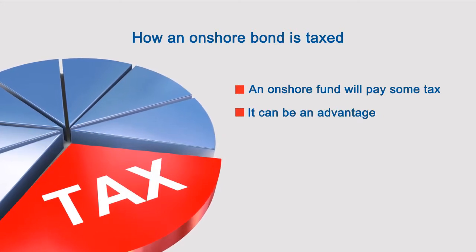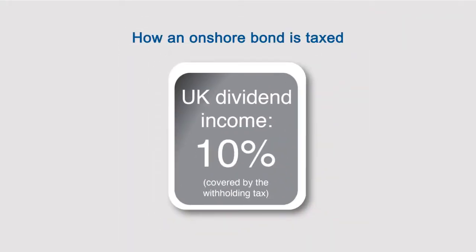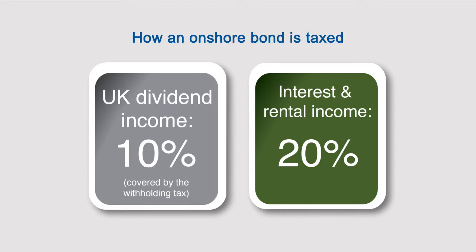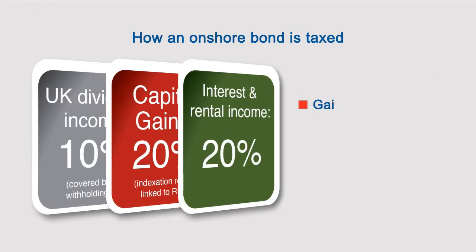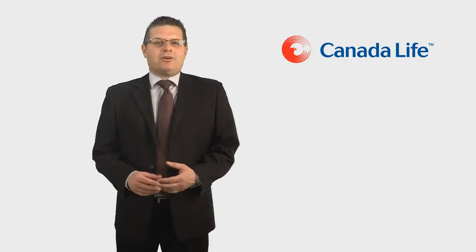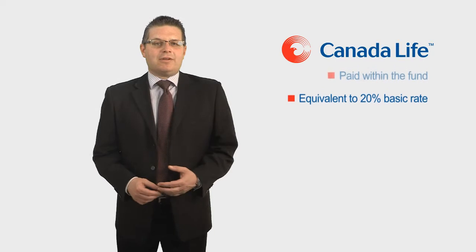A life fund pays corporation tax on the income it receives and any gain it makes. UK dividend income is taxed at 10%, and this is covered by the withholding tax deducted at source. Other income, such as interest and rental income, is taxed at 20%, and any capital gains achieved by the fund are also taxed at 20%. However, they get indexation relief on capital gains linked to the RPI. Therefore, if there is a gain of 3% within the fund, and inflation is also running at 3%, the gain is effectively tax-free. These taxes are equivalent to the 20% basic rate of income tax, and as a result, this is treated as being paid within the fund.